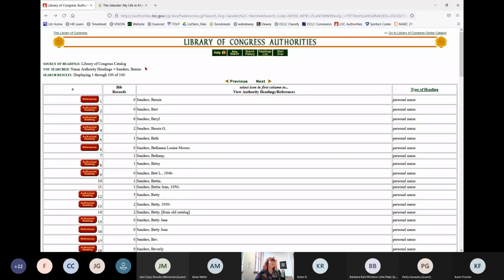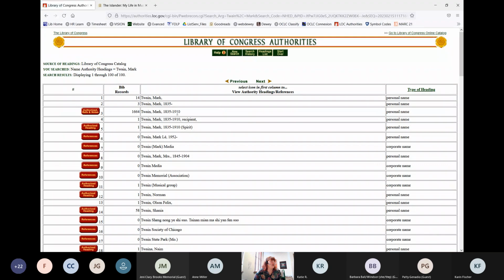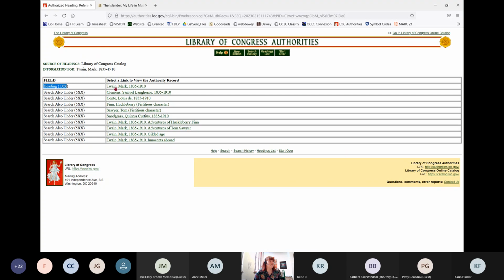All right, I was hoping to get someone with dates. Let's see what comes up for Mark Twain in the name authority because he has a complicated name. Okay, you can also see in this bib records that there are a lot of bib records that use this, which is a good sign. Over here, it's personal name. Let's click on that. Wow, we get a lot of C also. But let's keep continuing with this heading.